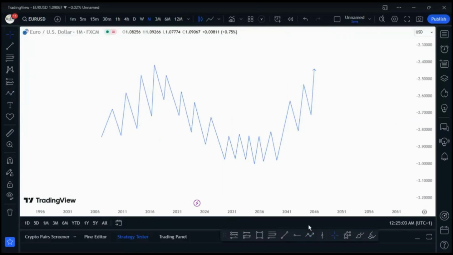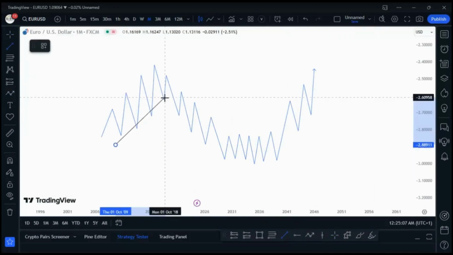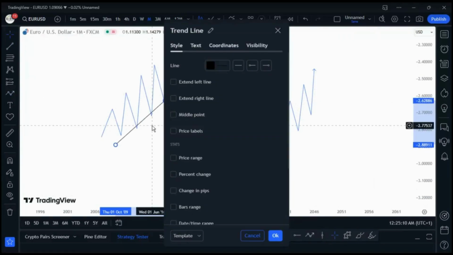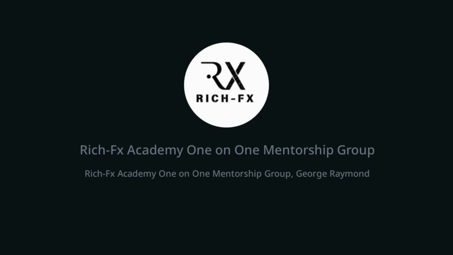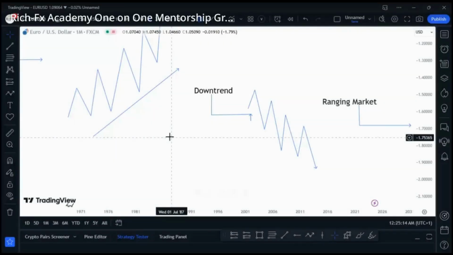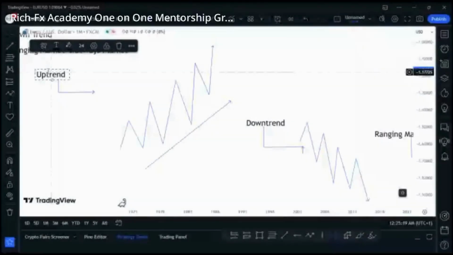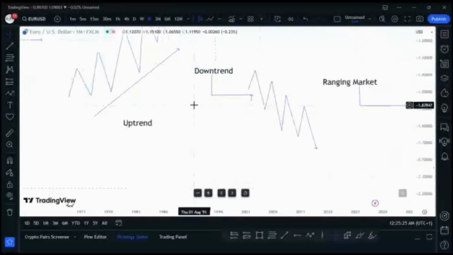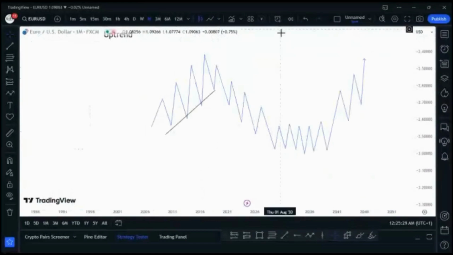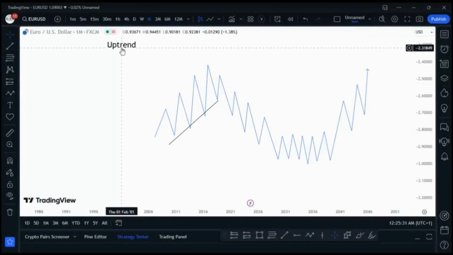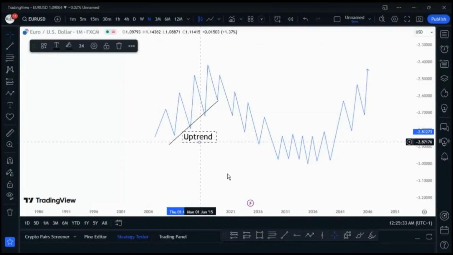So we could say, because the market is actually moving upwards, this area can be classified as an uptrend, right? Yeah. It can be classified as an uptrend market.